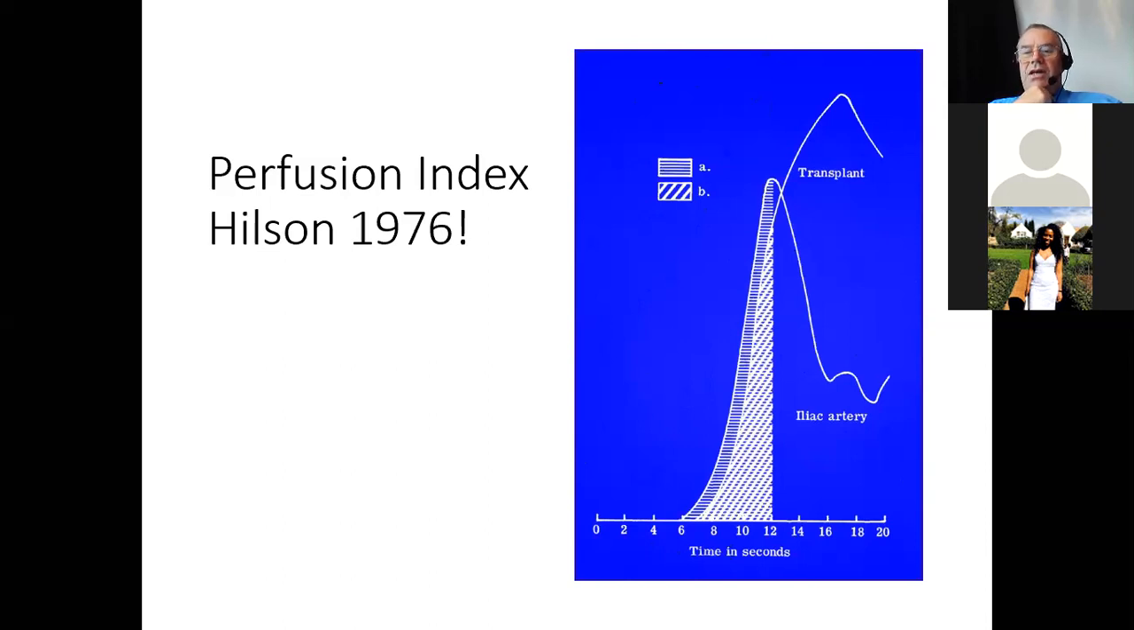Now, the reason that can be done is, unlike the native kidneys, which come off the aorta, and of which there are two, in a transplant there's a single kidney which comes off the iliac artery. So the tracer can either go into the transplant or down the iliac artery. The more that goes down the artery and the less that goes down into the transplant, the sicker the transplant.